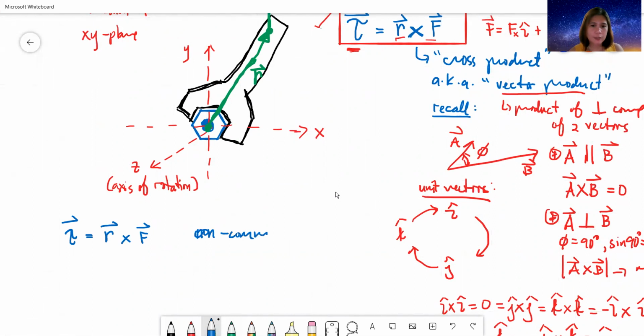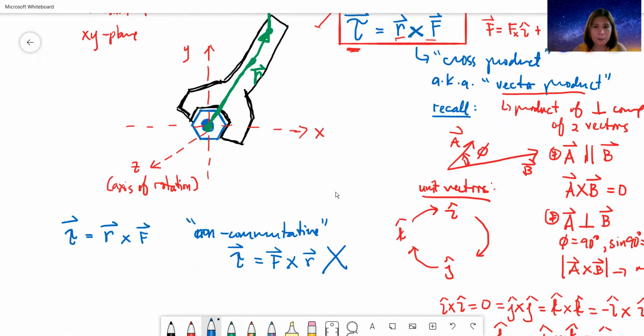Torque is non-commutative. So do not ever write torque this way, where you write F first and then cross it with R. It's wrong. Okay? It will give you a wrong direction. Kasi nga, non-commutative si torque. So dapat mauna si R bago ka mag-cross kay F.